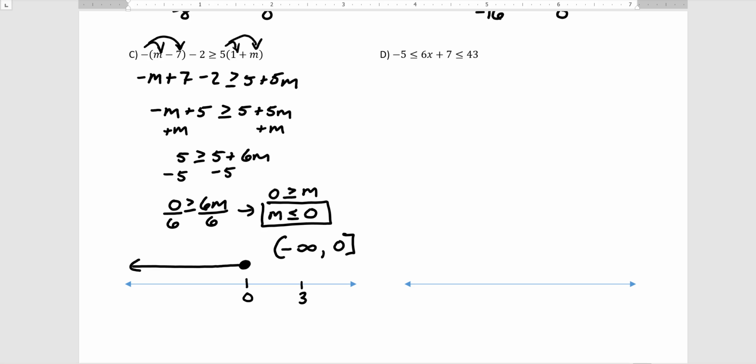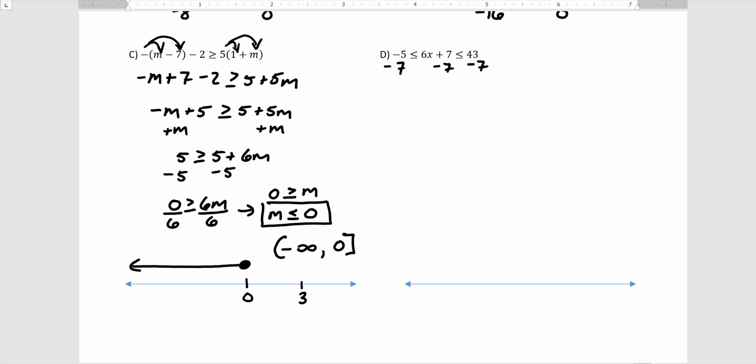If I look at letter D, here's something a little unique. This is actually a compound inequality. Now we solve a compound inequality exactly the same, except instead of only having one inequality and two sides, now we have two inequalities, which means that I have to do the same to all three parts that we have. So we're still going to try to isolate x all by itself here. So let's subtract 7, and we need to do that from all three expressions here.